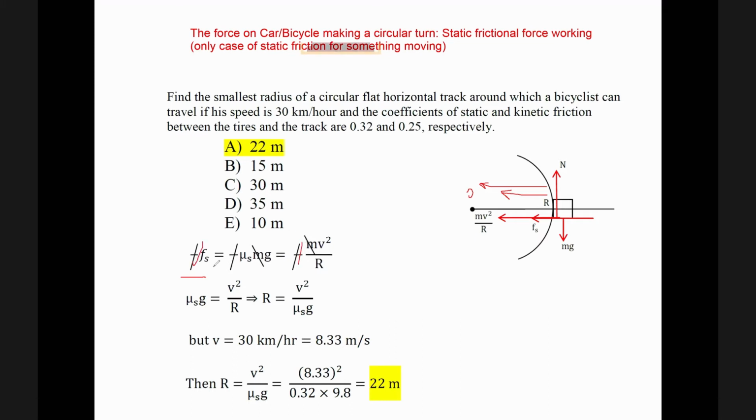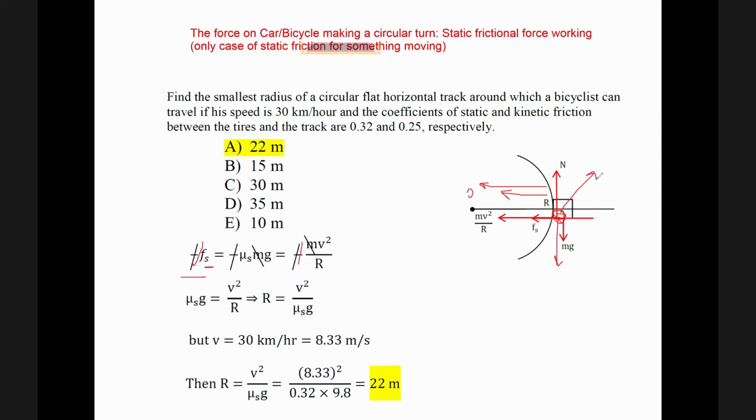But this is Fs. This is not Fk again. This is Fs. And what is Fs in this situation? It's mu_s times the normal force. But for the bicyclist here, what is the normal force? He has two forces, mg down, one normal. So the normal force is guaranteed to be equal to mg. If, for example, there is another force here, the normal force will be different. I have to calculate it.